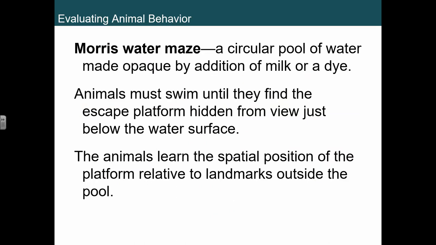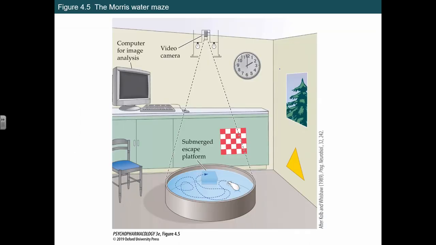It's pretty straightforward. Morris water maze, that's a fun one. This is when you take a kiddie pool, fill it up with some water. Typically, you'll put some kind of dye in the water, or you'll use a clear platform. Rats don't like being dropped in pools of water.